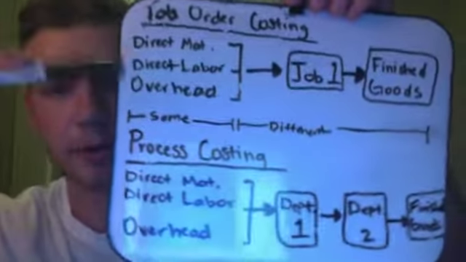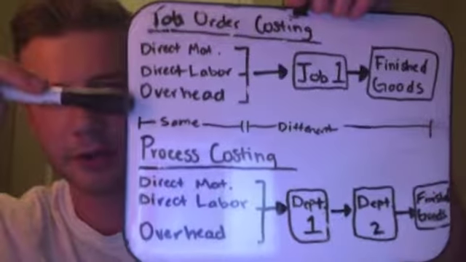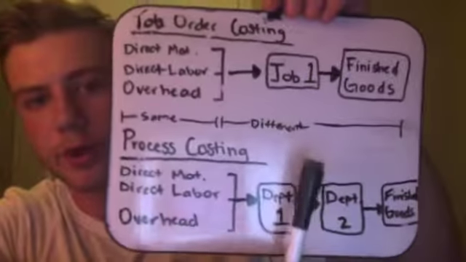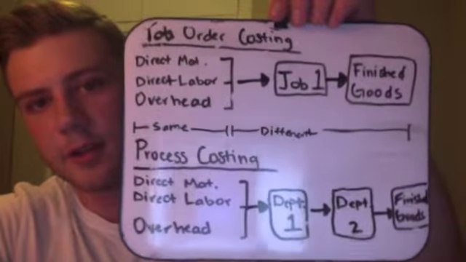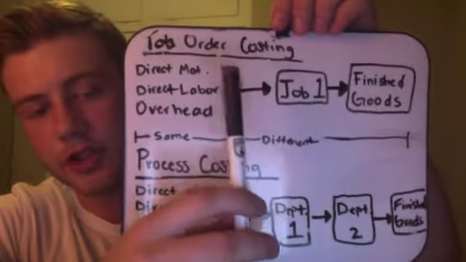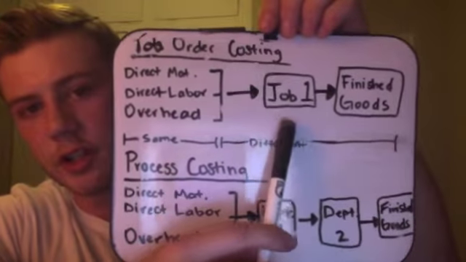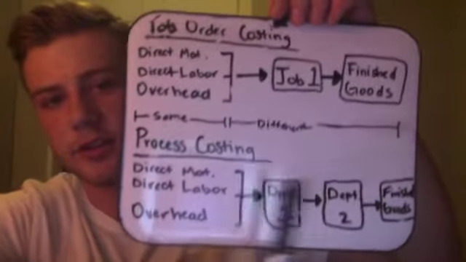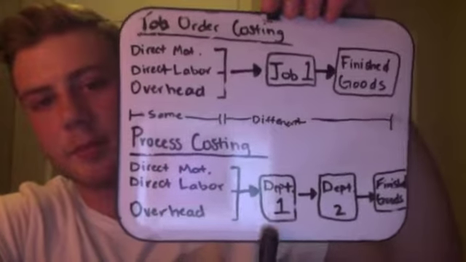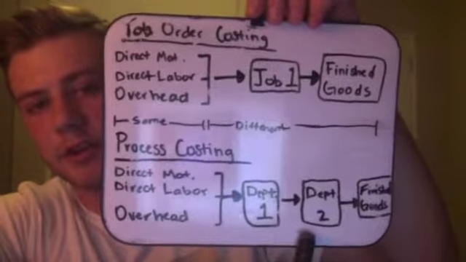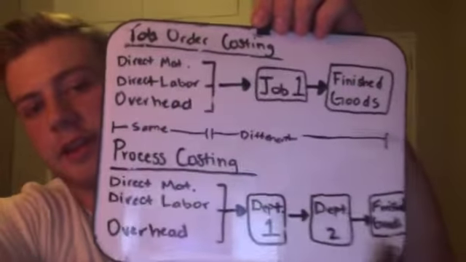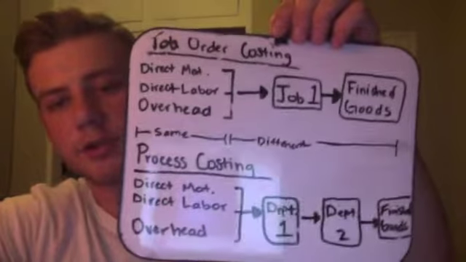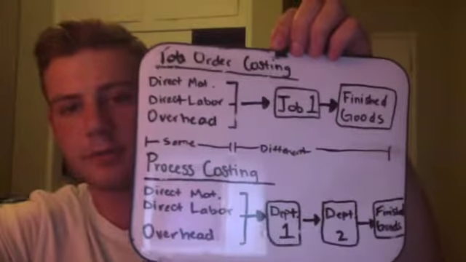So in this little chart, it shows the similarity. They both start with the direct materials, direct labor, and overhead, and they both move on to these two work in process accounts and then on to finished goods. But the difference is in job order costing, it moves on to just one job, the product is made, and it's on to finished goods. Whereas in process costing, part of the product is made, and then it moves on to a different production line, and then maybe the rest of the product is made, and then it's on to finished goods. So those are the similarities and differences between the two.